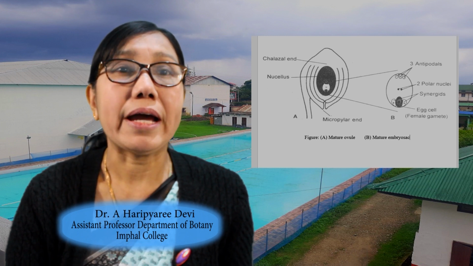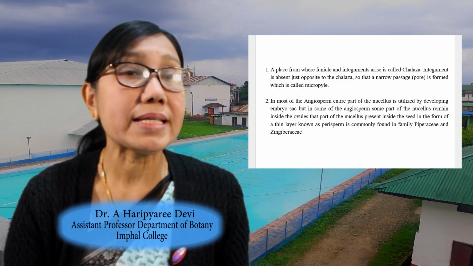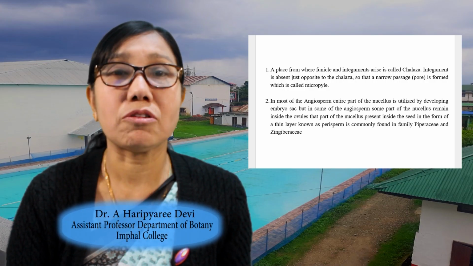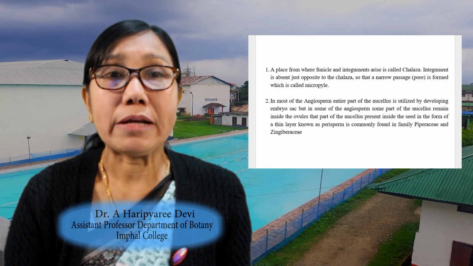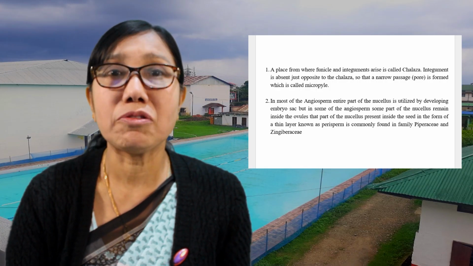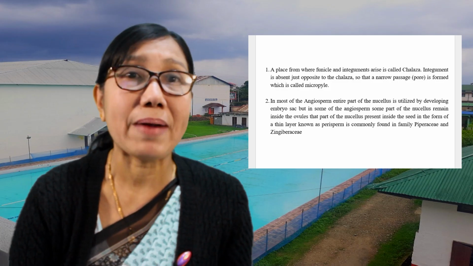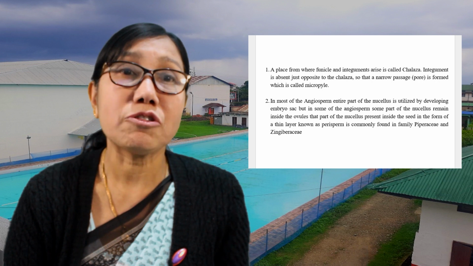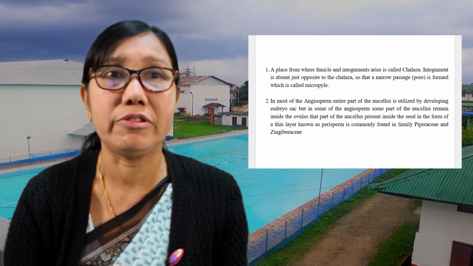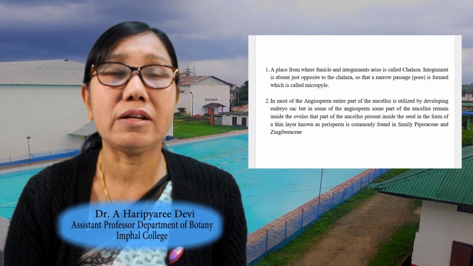The place from where the funicle and integuments arise is called the chalaza. The integument is absent just opposite to the chalaza, so a narrow passage or pore is formed, which is called the micropyle. In most angiosperms, the entire nucellus is utilized by the developing embryo sac. But in some angiosperms, some part of the nucellus may remain inside the ovule as a thin layer known as the perisperm.